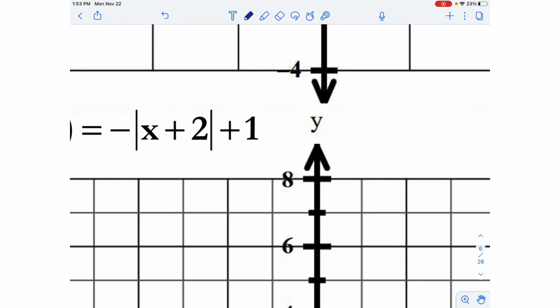All right, so starting with the horizontal and vertical movement. This graph is going to move left 2. Again, I take that inside plus 2, and it's going to be the opposite. So left 2 and up 1. And then the negative in front, instead of the V going right side up, it's just going to be flipped upside down. That's what the negative in front does.